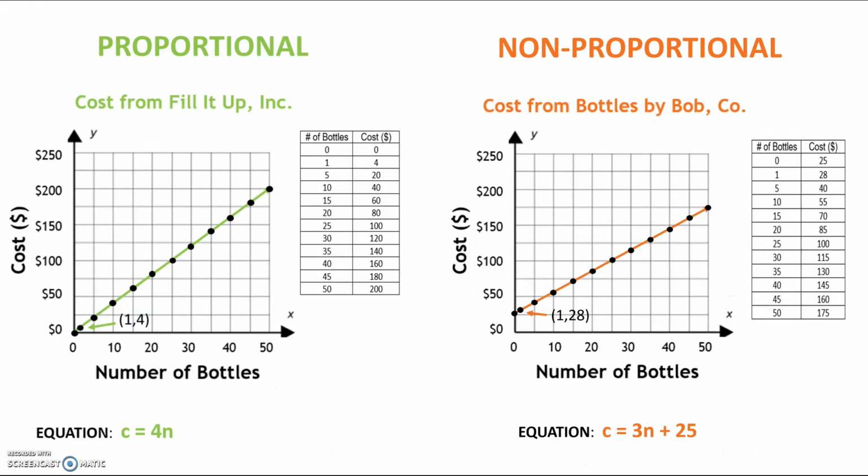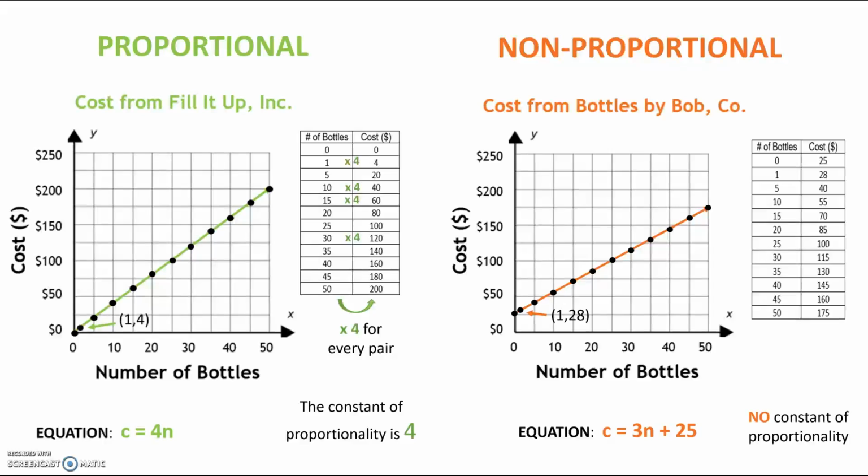Next, let's identify the constant of proportionality. On the left for Fill It Up Inc., we have a constant of proportionality of $4 because every number of water bottles can be multiplied by 4 to calculate the cost. On the right at Bottles by Bob, this data is not proportional. Though it goes up by $3 per bottle, there is no constant of proportionality. You can see this because there is a different factor that's being multiplied with the number of bottles to calculate the cost.